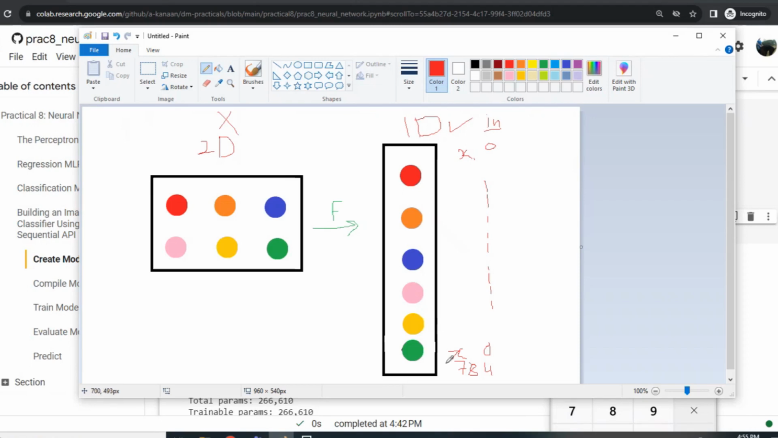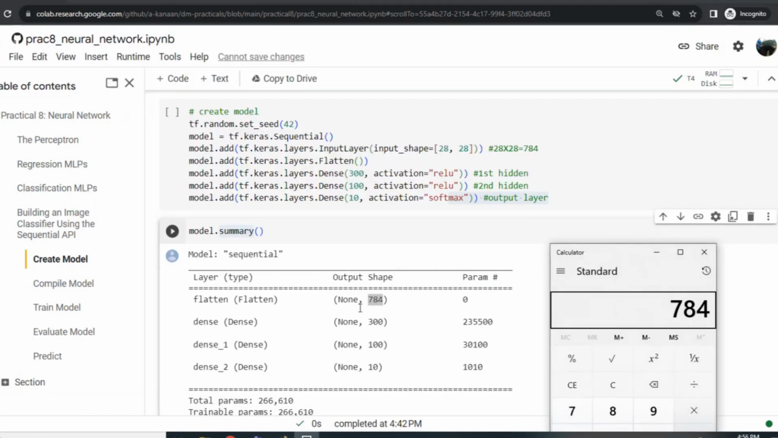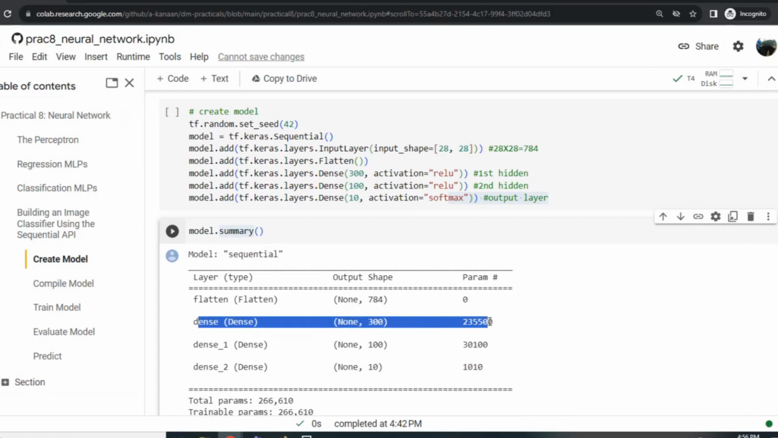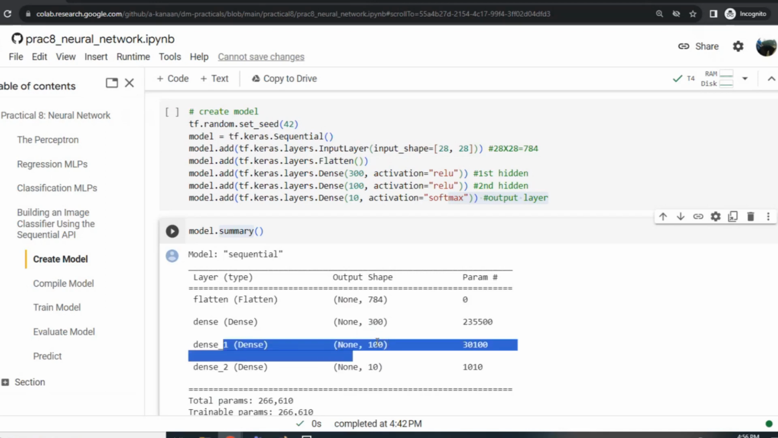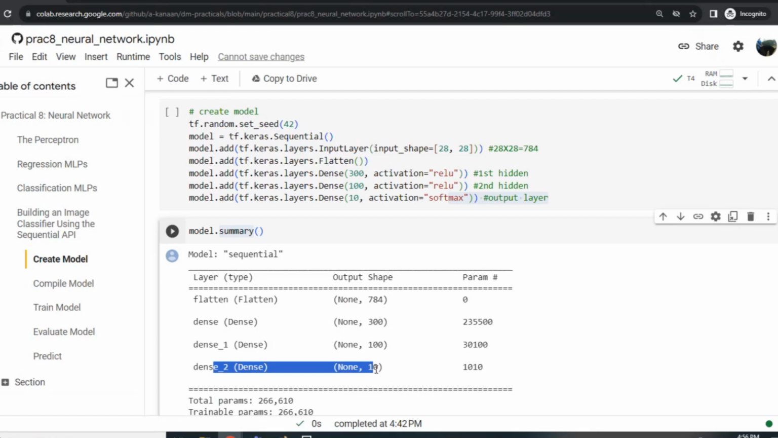So we're going to have 784 inputs. They're going to be fed to the following hidden layer. And this hidden layer has 300 neurons. And the second hidden layer, we have 100 neurons. And finally, the last output layer, we have 10 neurons.